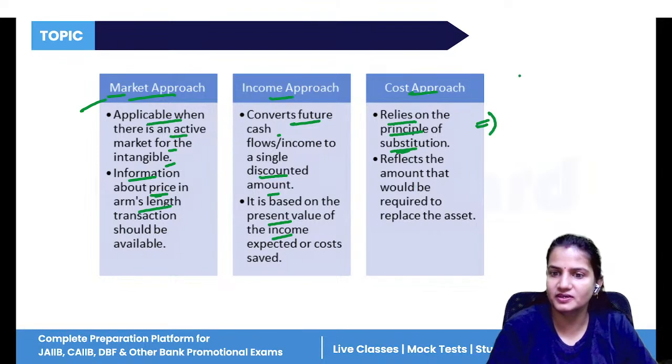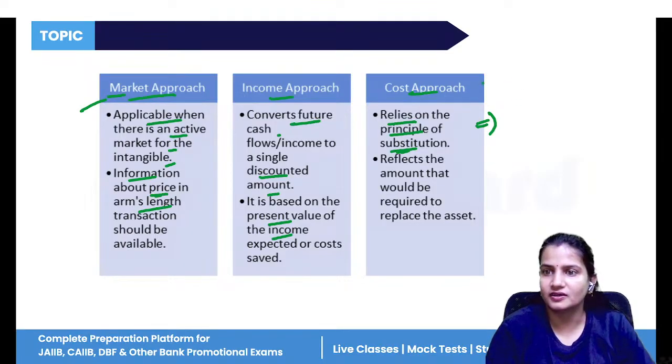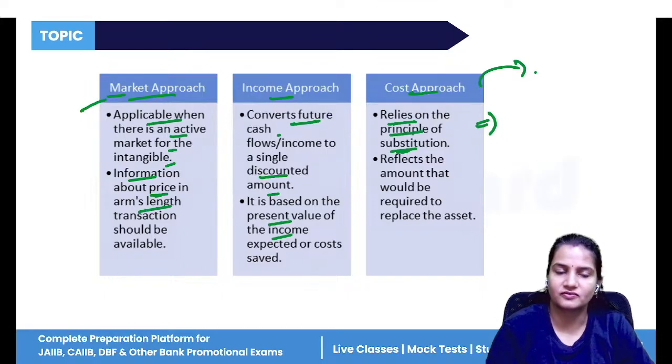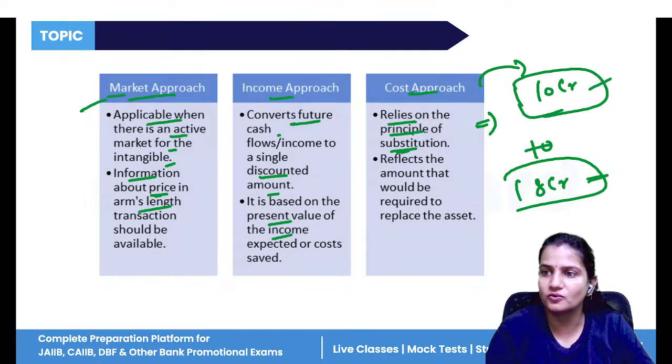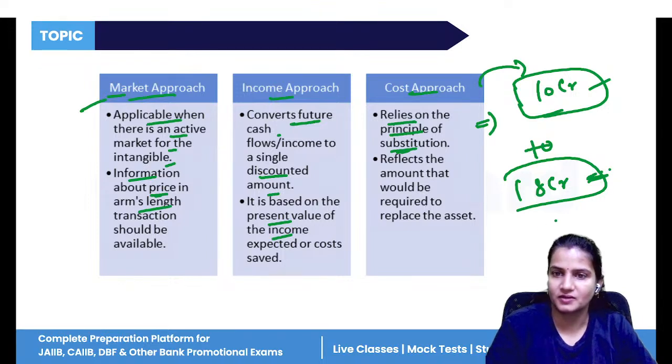Principle of substitution means if I get the same type of company at a lesser value, then definitely I'm going to purchase that company. Why should I pay more for your company? Like the value of your company is 10 crore and the same company is having a value of 8 crore. So definitely I'll go and purchase that company. Why will I pay 2 crore more for the same company if I get the same type of company at 8 crore? So that is the principle of substitution. If not this, then this.